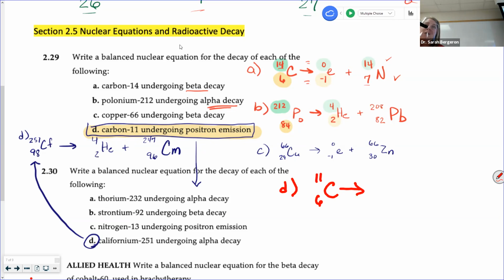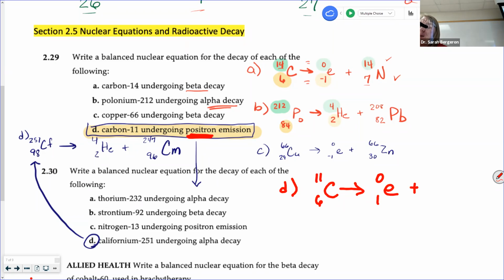This is what we're starting out with. We're starting out with carbon 11, and it's going to produce two things: whatever is emitted and whatever is left. Okay, so what was emitted? A positron, be careful, a positron. So what's the symbol for a positron? 0 and a 1. But make sure you do not put the negative sign.